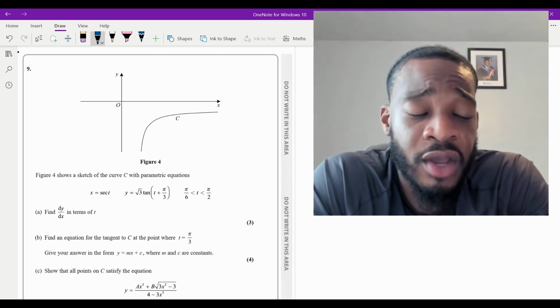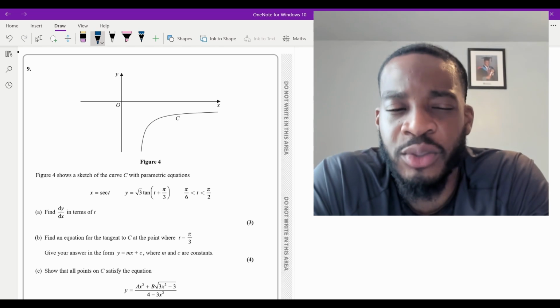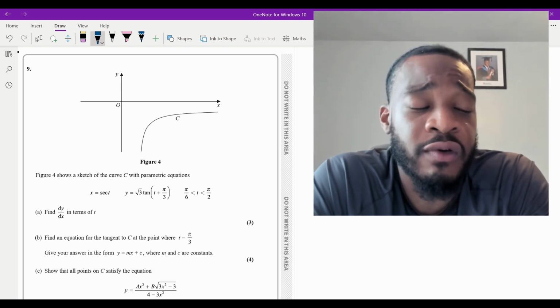This one is from an international paper. I was doing this question a couple of weeks ago with my student. I thought this would be a really good question to do. So we're starting off with this one.